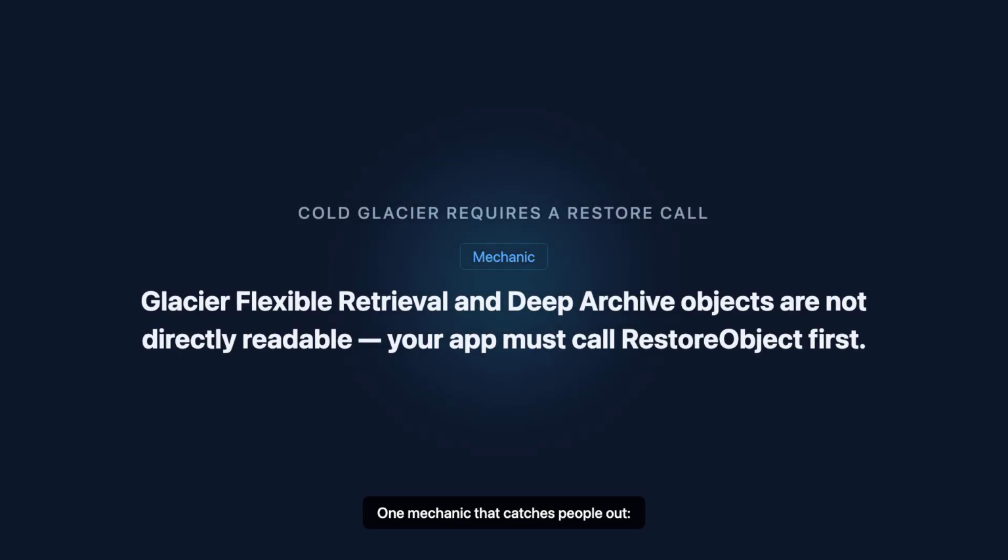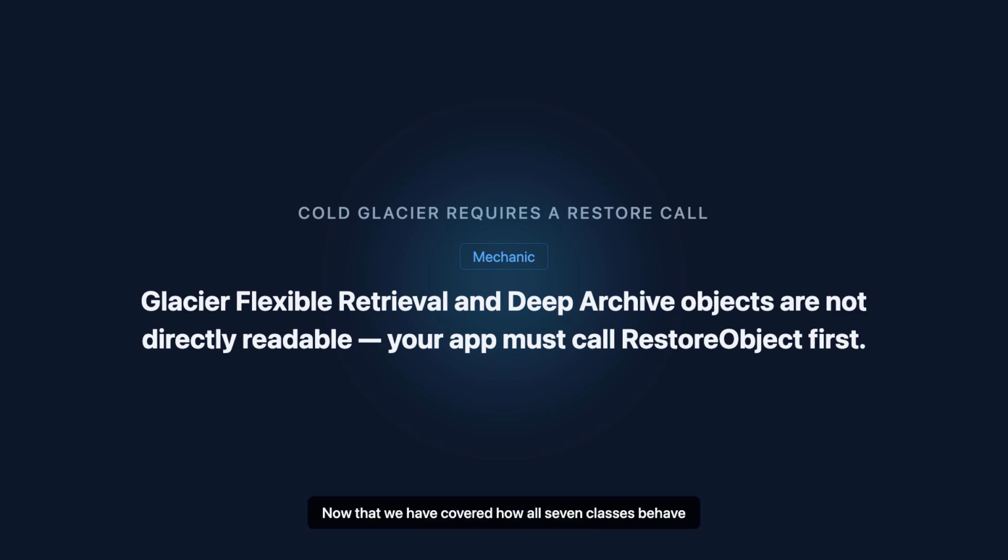One mechanic that catches people out: objects in Glacier Flexible Retrieval and Deep Archive are not directly readable from a normal GET request. Your application has to call restore object first, and then wait minutes, hours, or up to 2 days, depending on the tier you picked. So if a scenario says immediate or real-time retrieval, you can eliminate those 2 classes instantly. Glacier Instant Retrieval is the cold storage option that supports direct reads.